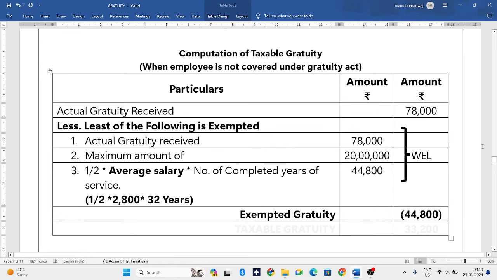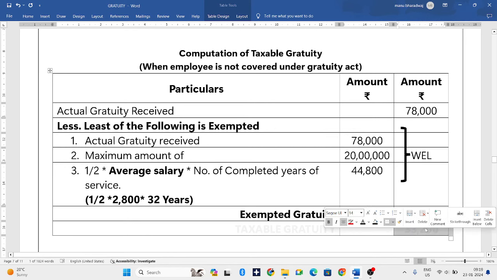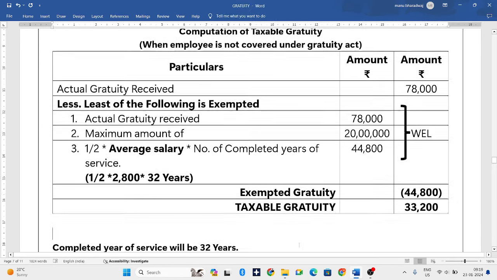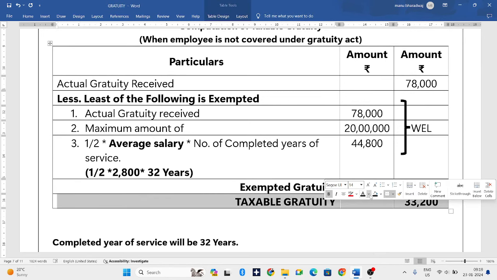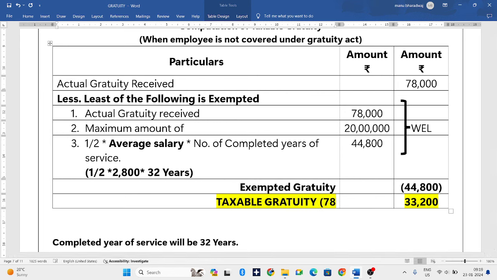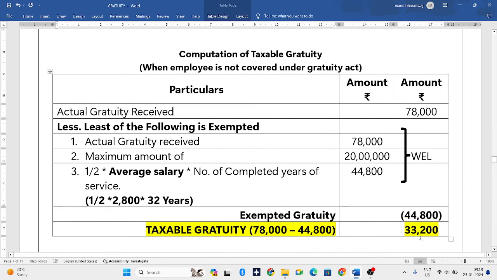That means that much exemption an assessee can avail. So now 78,000 minus 44,800 will give us a value of 33,200. This 33,200 will be considered as taxable gratuity. This 33,200 is taxable gratuity. It comes from 78,000 minus 44,800, which gives us 33,200 rupees.